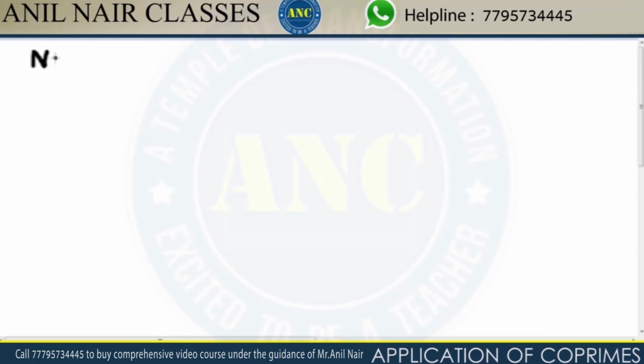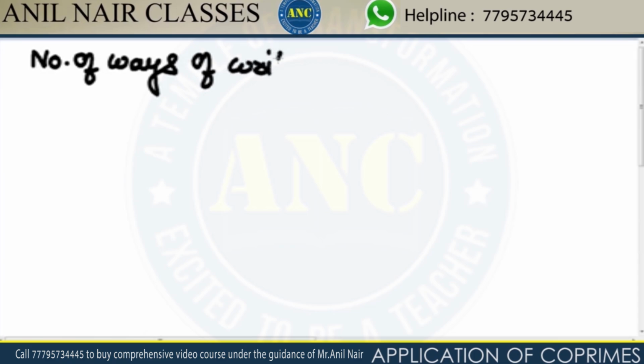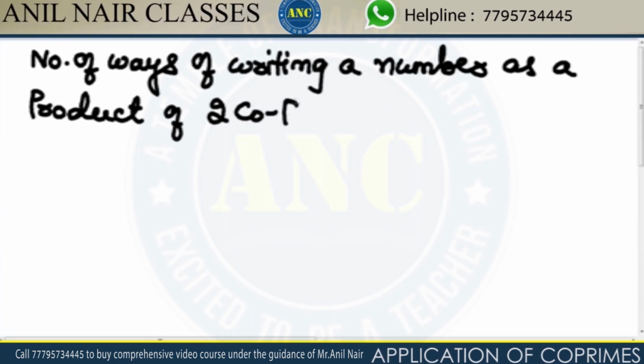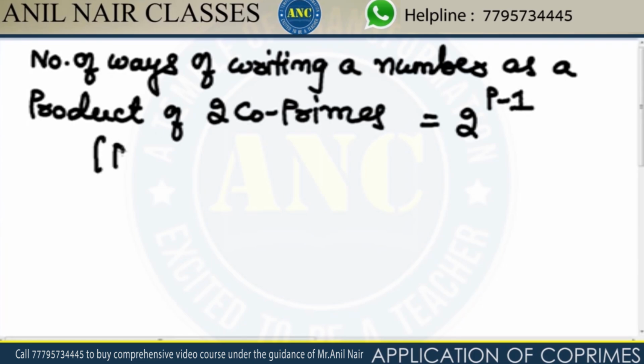Number of ways of writing a number as a product of two coprimes is given by 2 power p minus 1. First write, then I will give the proof.